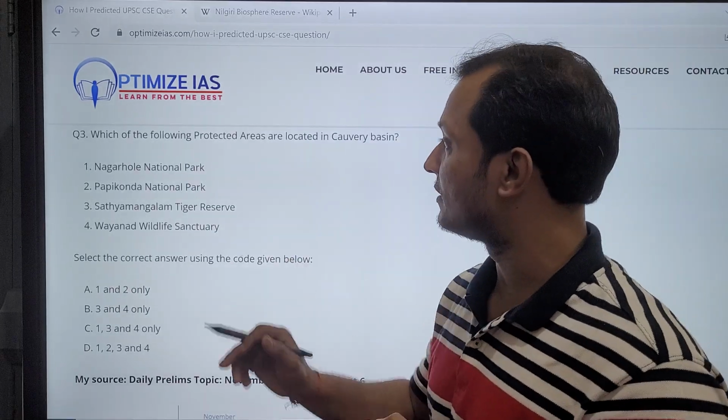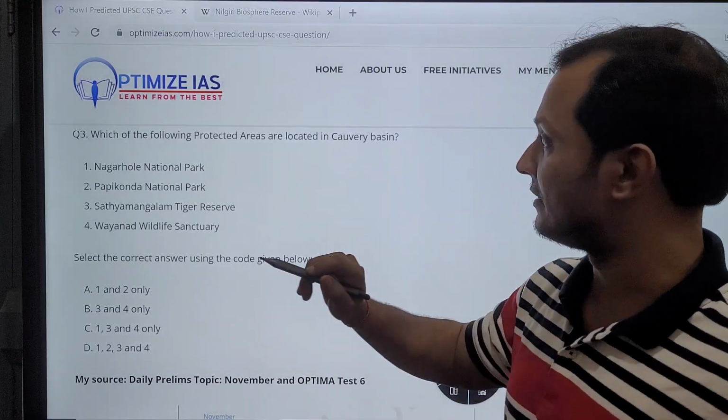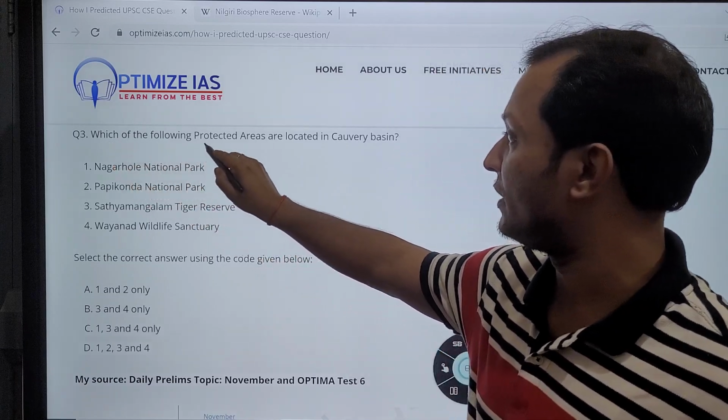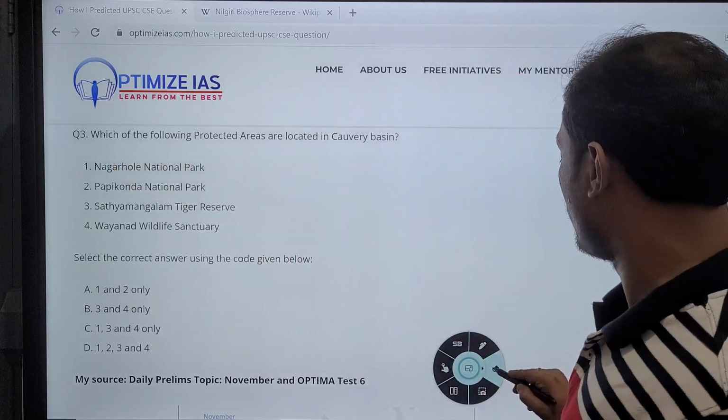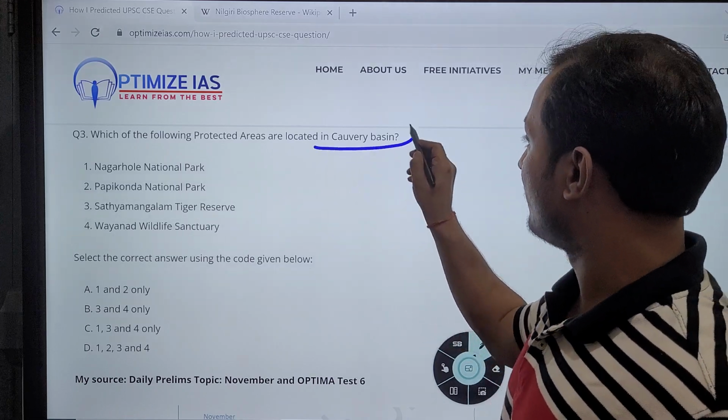This question I have picked from the year 2020 CSE. So the question says: which of the following protected areas are located in the Kaveri basin?